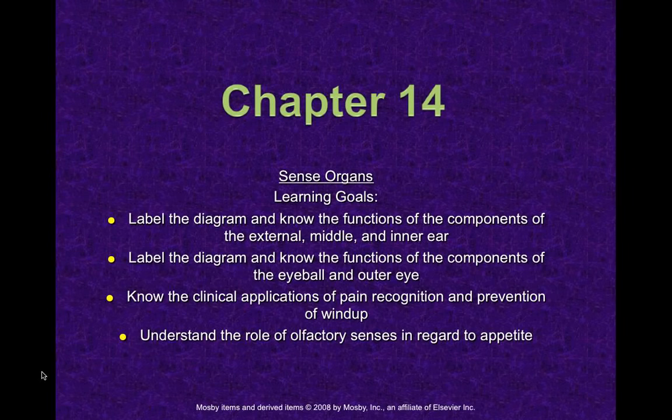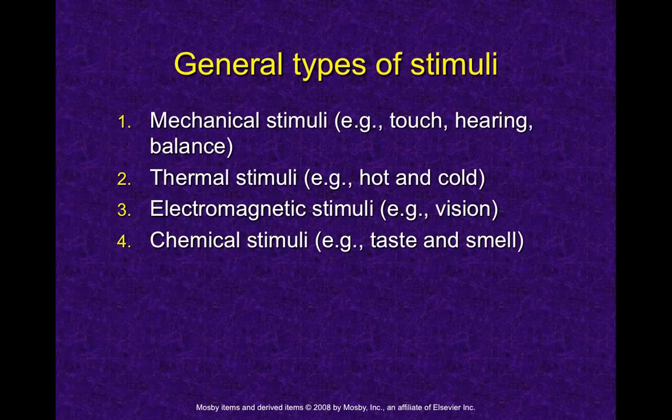All right, learning goals for sense organs. We have labeled the diagrams and know the functions of the components of the external, middle, and inner ear. Label the diagram and know the functions of the components of the eyeball and outer eye. Know the clinical applications of pain recognition and prevention of windup. And understand the role of olfactory senses in regard to appetite and how that relates clinically to the animals.